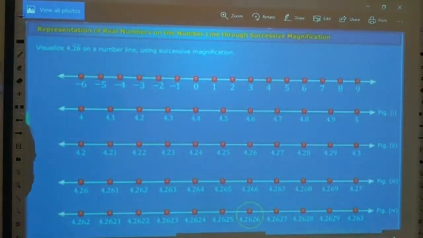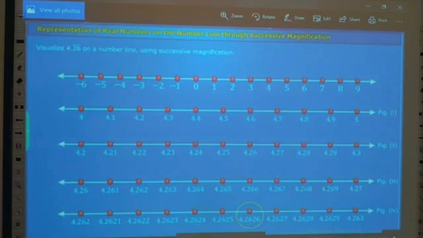And the second question of exercise 1.4 is: visualize 4.26 bar on a number line using successive magnification. So 26 upon that bar is there. In the previous class I explained about the bar upon the digits. So for 2 and 6, for 2 digits the bar is represented. That means after the point 26, 26, 26, etc. The 2 digits are repeating. The bar represents that the 2 digits are repeating. So it is written in short as 4.26 bar.